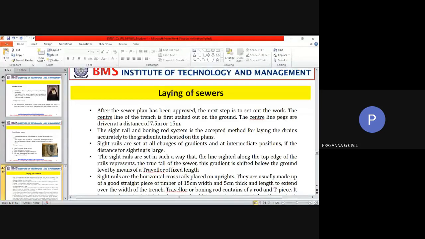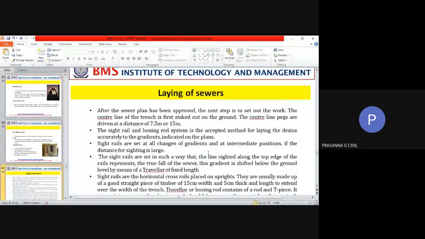roads within the layout. Now, whenever laying of sewers is done, they always start from the lower end. That is, we call it, as many times we have come across the term, the outfall sewer. That is the place where the sewer goes into the discharge portion or where treatment and things like that is happening. So from the lower end to the higher end is how the sewers are being laid.